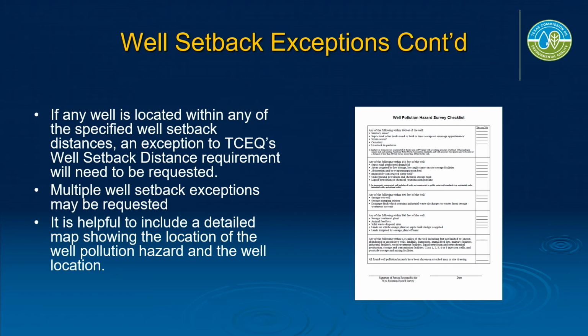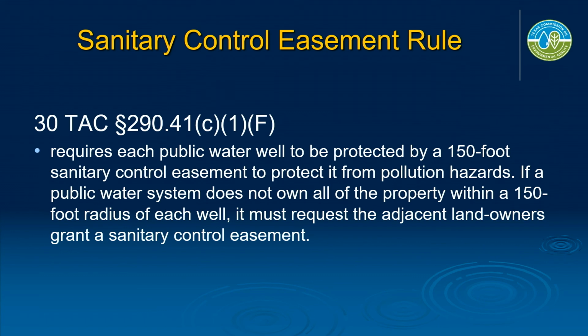If any well is located within any of these specified well setback distances, an exception to the TCEQ's well setback distance requirement may need to be requested. Multiple well setback exceptions can also be requested at the same time. If you have one that falls under 41C1A and one that falls under 41C1B, you may need to request a well setback for both. And it's also helpful to include a detailed map showing a well pollution hazard in relation to that PWS well.